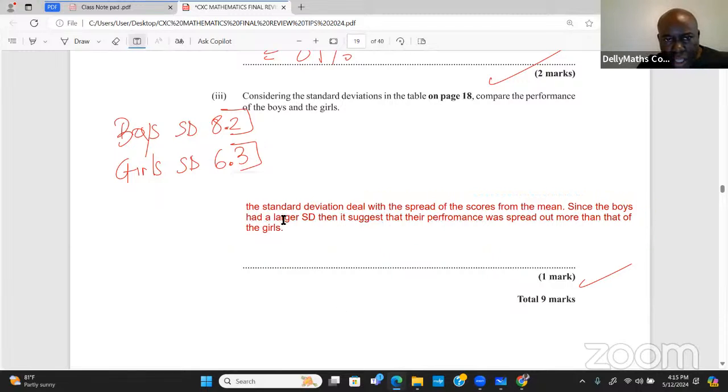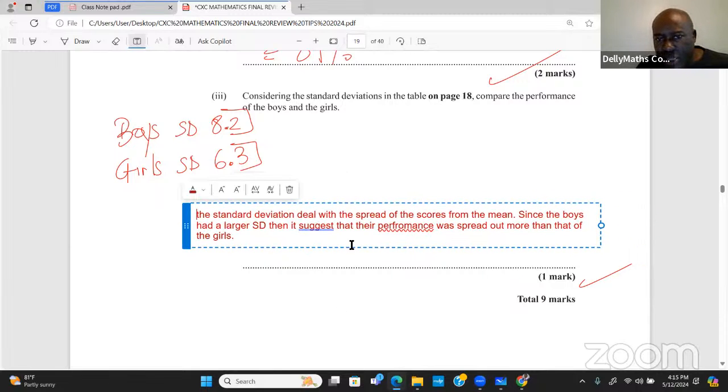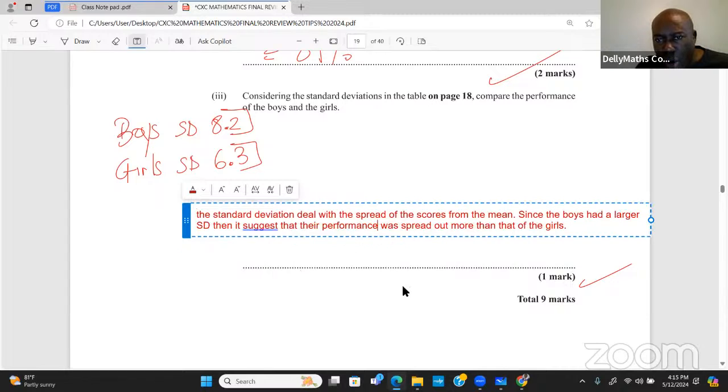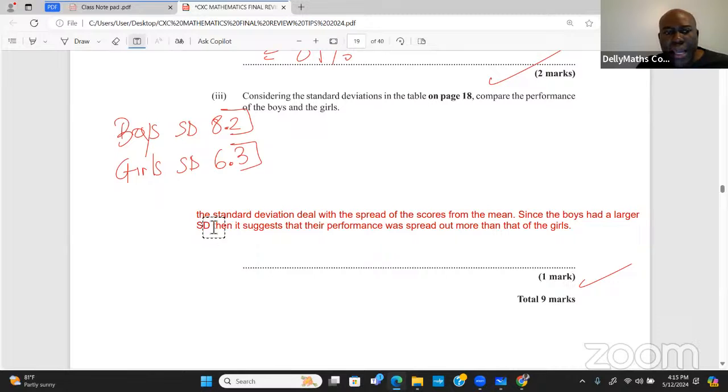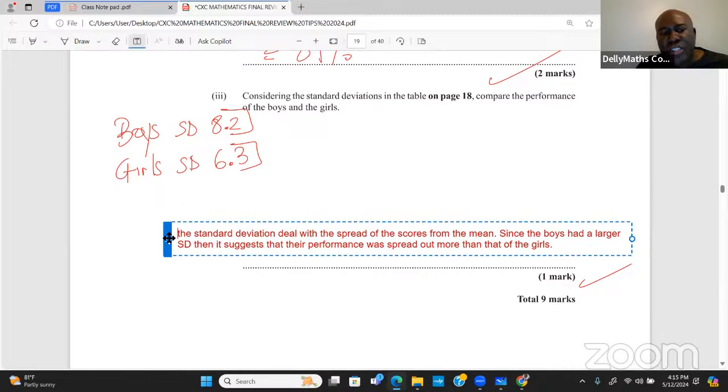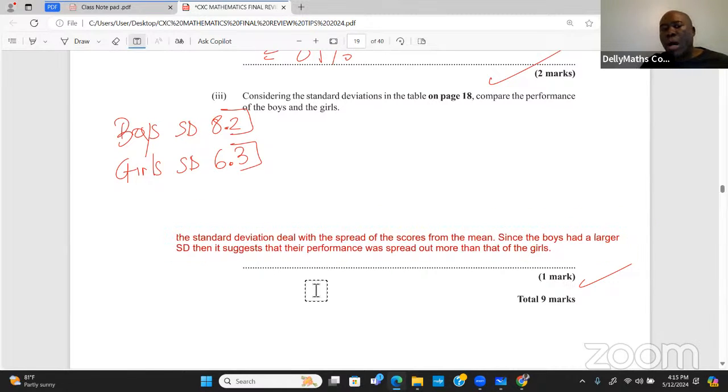It's a 1-mark question. So every time they give standard deviation, I promise you, the question will always be about, they'll give you the standard deviation, and then they're going to ask you the same question just to talk on it. It's always a 1-mark question, maybe 2. I don't remember if I've ever seen it for 2 though. But this is what you say all the time. You look at the 2 standard deviations. The bigger one means that the scores are spread out more.